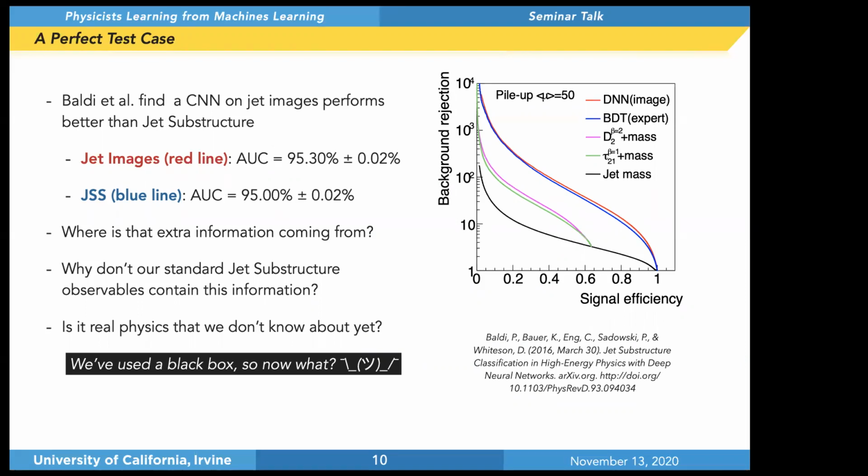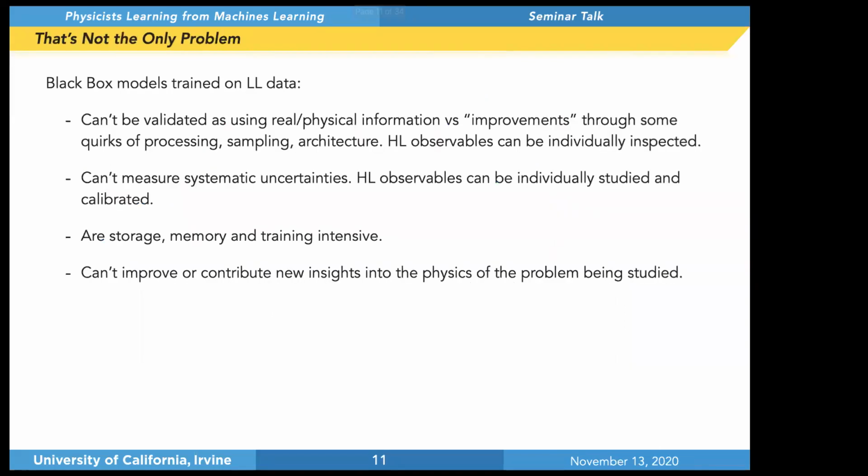But because we've used a black box, whatever additional information you have in the jet image is inaccessible. You can't really ask the convolutional neural net what it learned or what it's doing that's benefiting it above and beyond the physics observables. So it's trapped and locked in this black box. And so you lose out on this information, since you don't know the physics that it's using to learn that. There are also complications in using these higher dimensional, low-level data sets.